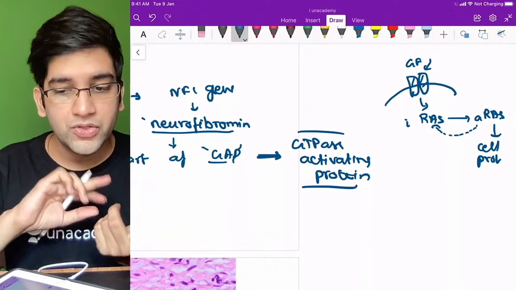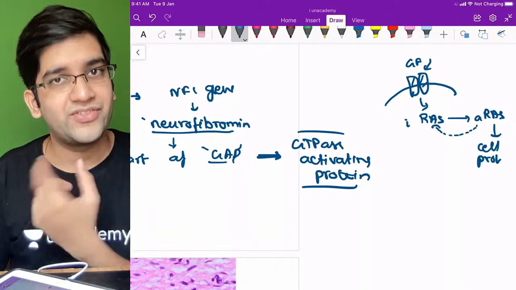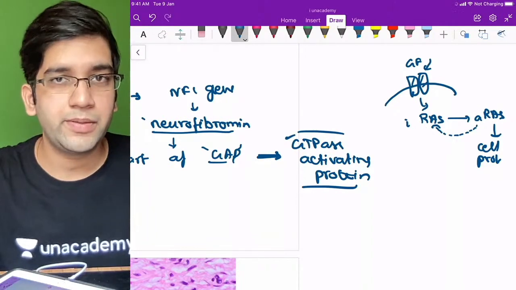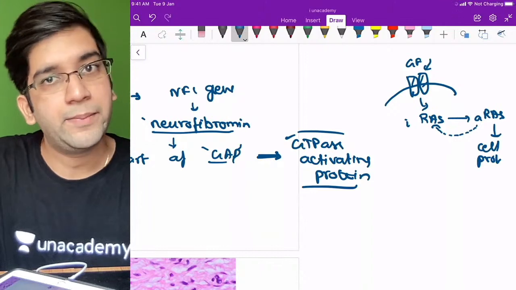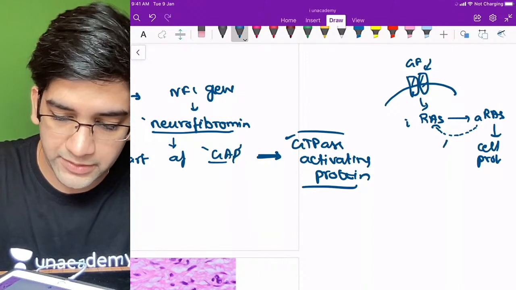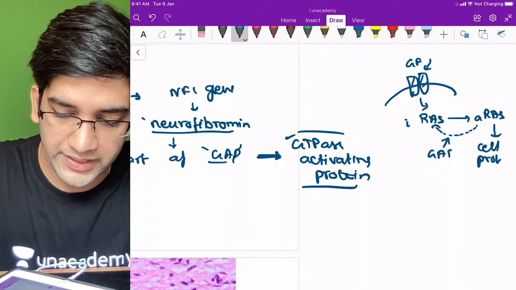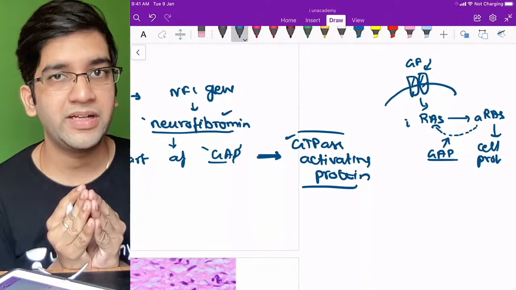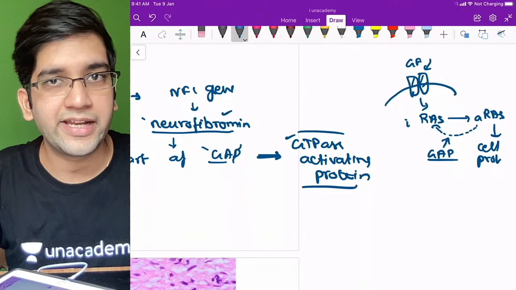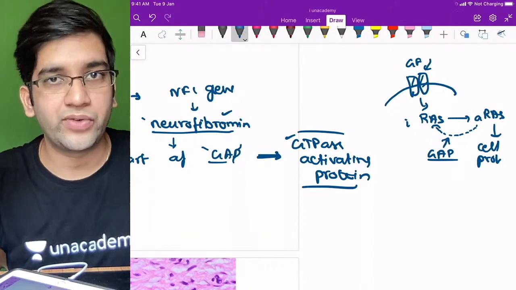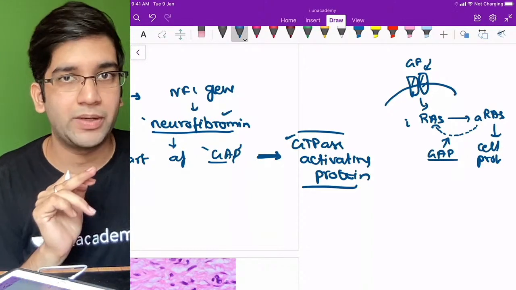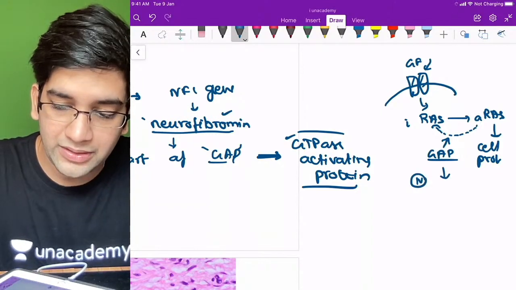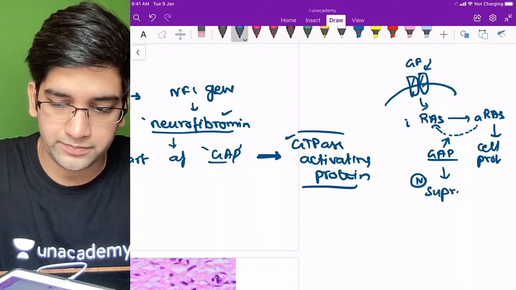This inactive to active RAS transformation is because of GTP. When GDP becomes GTP, the activated phosphorylated form, it becomes active. So what makes it inactive is my GTPase activating protein. This is neurofibromin. What neurofibromin does is make sure an active RAS in the absence of a growth factor will automatically become an inactive RAS. This is the normal function. In other words, GAP will suppress growth.